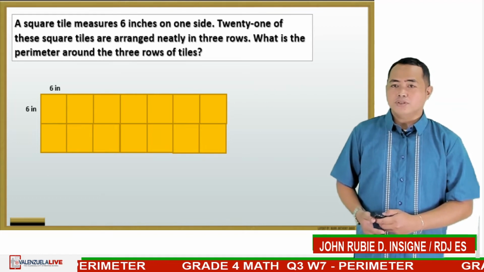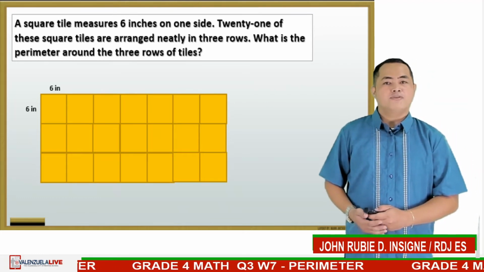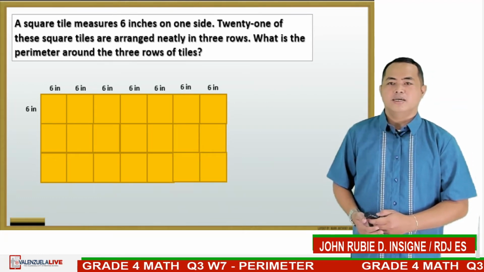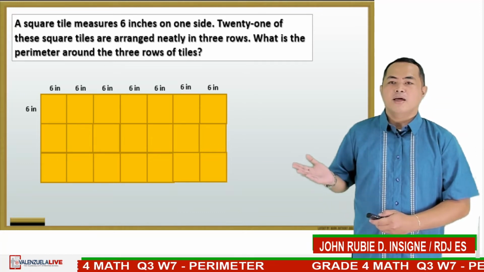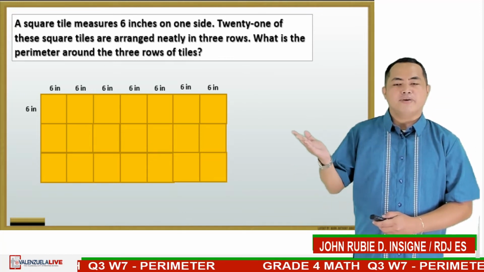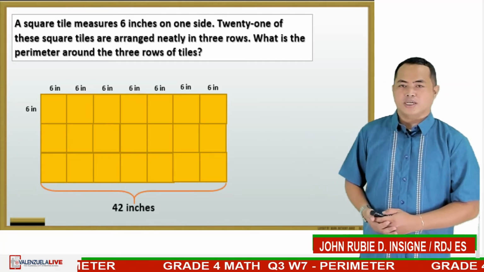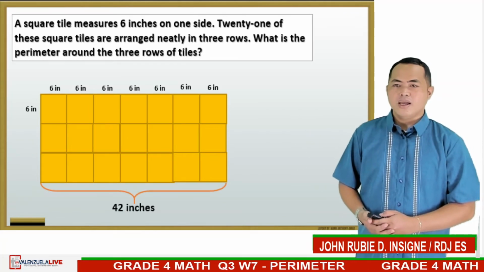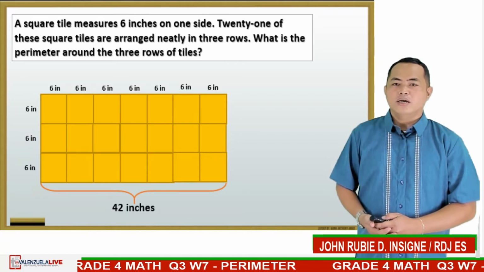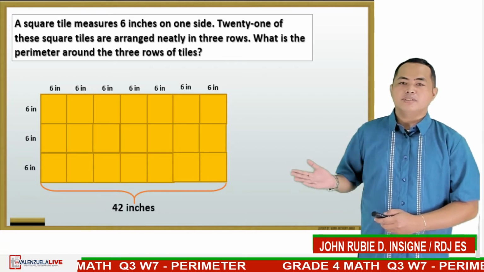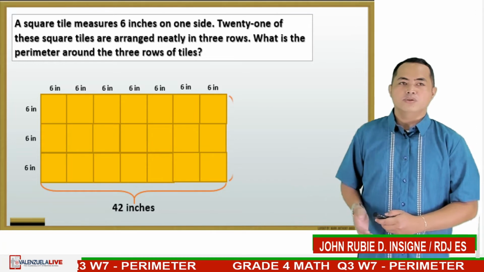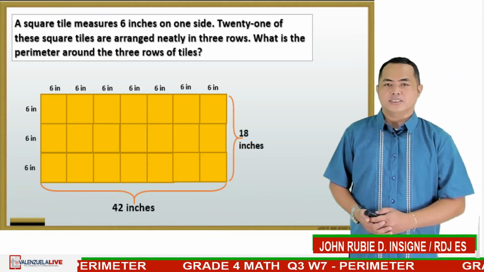If they are put together, these tiles form a rectangle. To find the length, multiply 7 times 6 equals 42 inches. And to find the width, multiply 3 times 6 inches equals 18 inches.